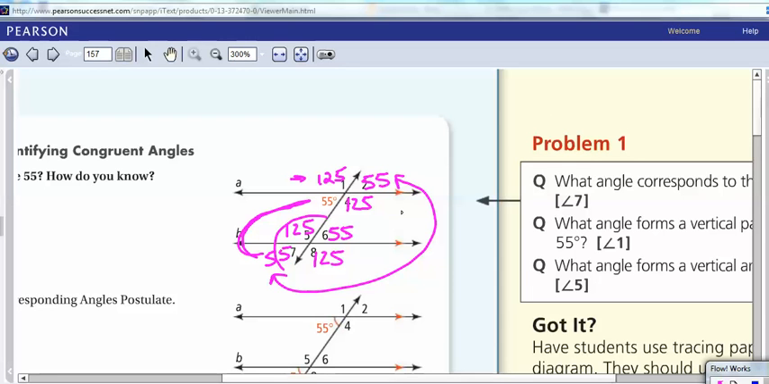Yes? How do you get 125? Hopefully 125 and 55 add up to 180. If not, all this is wrong. So you subtract 55 from 180. They're a linear pair to start with.